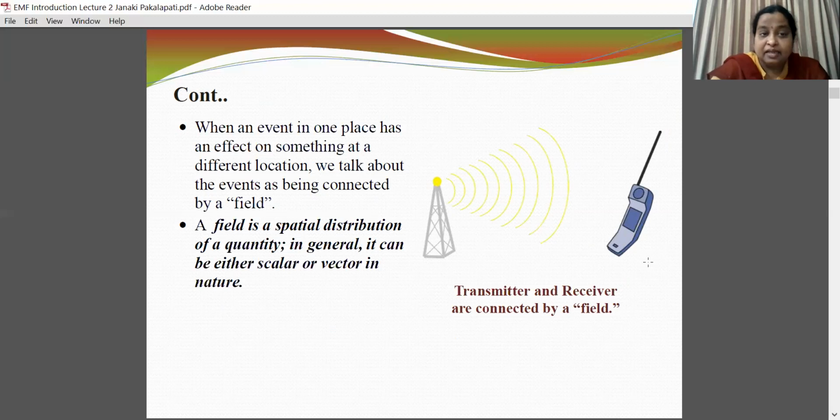The point to be noted here is that when an event in one place has an effect on something at a different location, we talk about the events as being connected by a field. That field is the electromagnetic field, the subject of electromagnetic fields. A field is a spatial distribution of a quantity in general. It can be either scalar or vector in nature, as I discussed earlier.